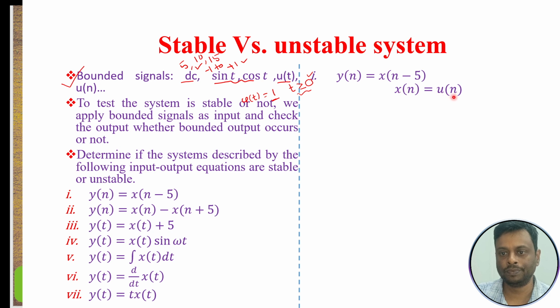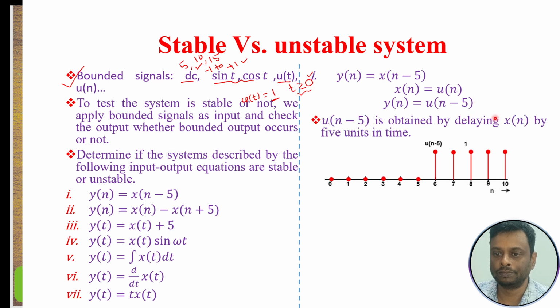So u of n is a bounded input. Let us check by providing the bounded input u of n. So y of n equals u of n minus 5. u of n minus 5 is the signal produced by delaying u of n by 5 units in time. This delay means a right shift of u of n.